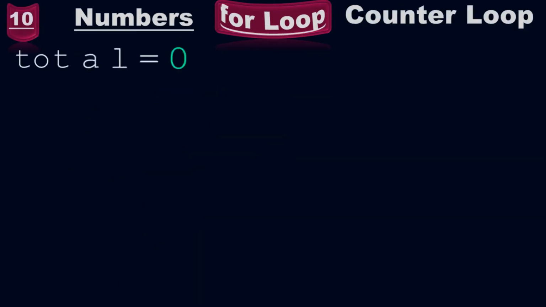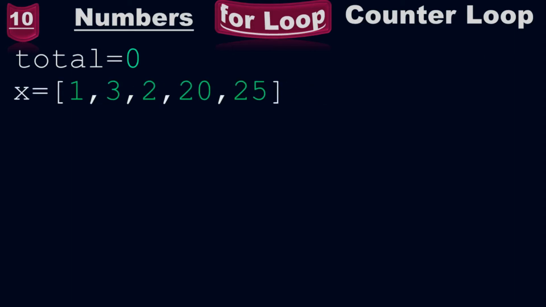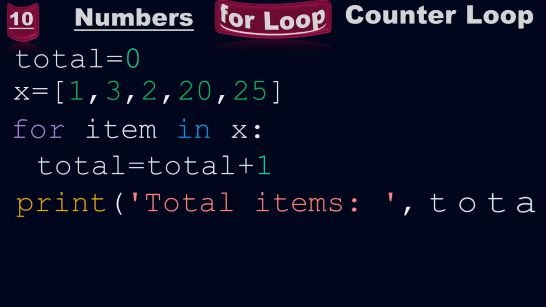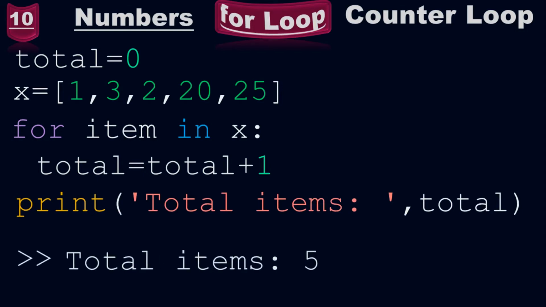Now what if I put total equals to 0? Sometimes you may have count equals to 0, but sometimes you may come across total equals to 0. It is one thing. If I have x equals to 1, 3, 2, 20, 25, for item in x, total equals to total plus 1, and then print total items, total, your output will be total items are 5. Look, if you compare this example with example number 9, it is totally the same.